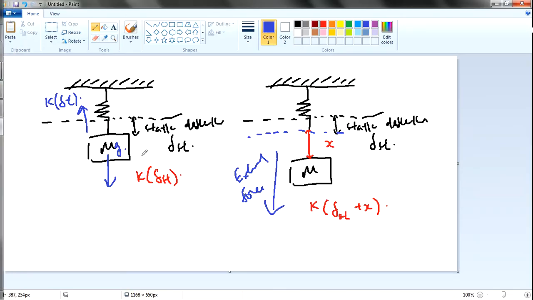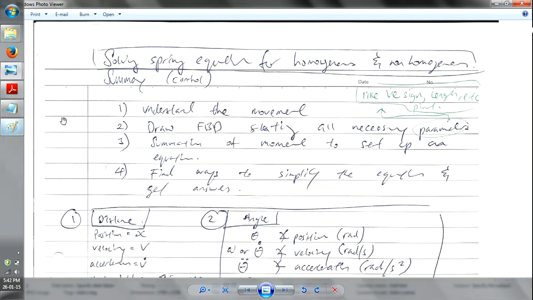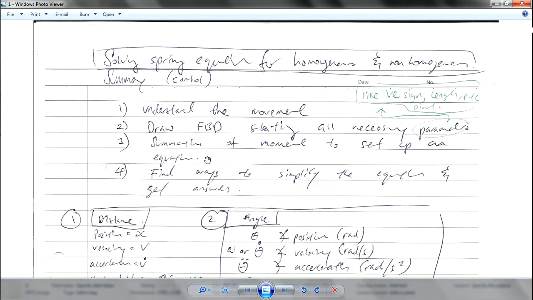So free body diagram means that we have certain forces over here and certain reaction forces, and when you have certain external things, and then yeah. So these are the free body diagrams, and once you have that, you take the summation of moment.